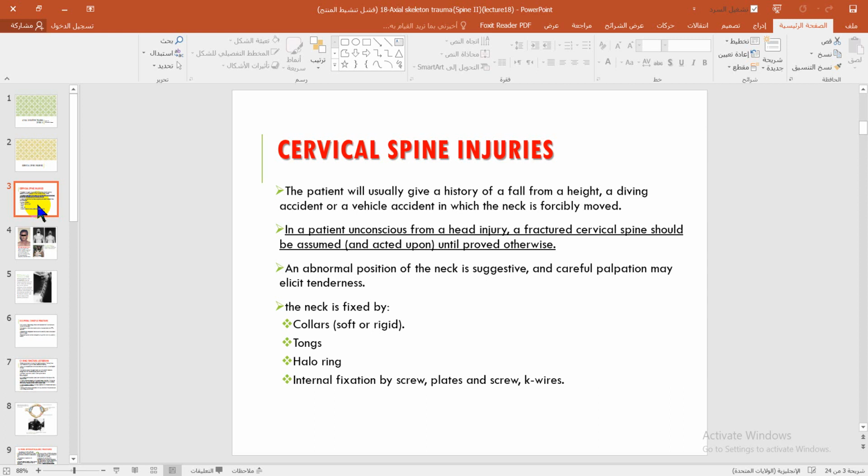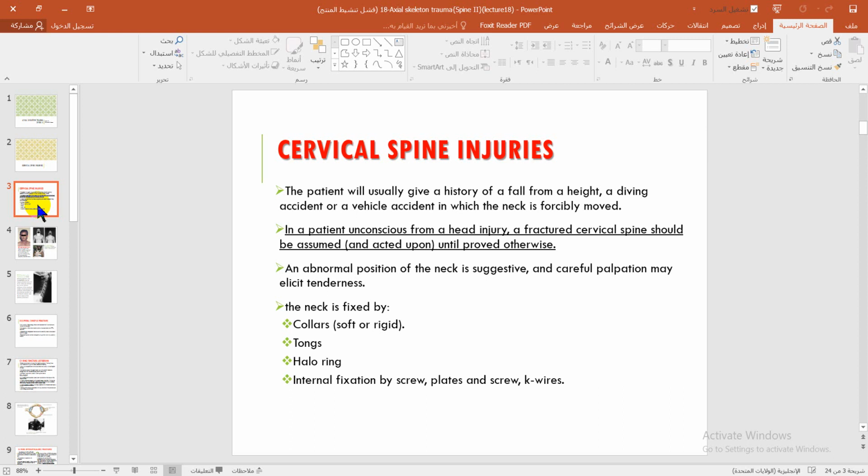which the neck is forcefully moved, either in flexion, hyperextension, and so on. In a patient unconscious from a head injury, a fractured cervical spine should be considered. I mean any case with a fracture or with head injury should take into consideration the possibility of cervical spine injury. And an abnormal position of the neck is suggestive.